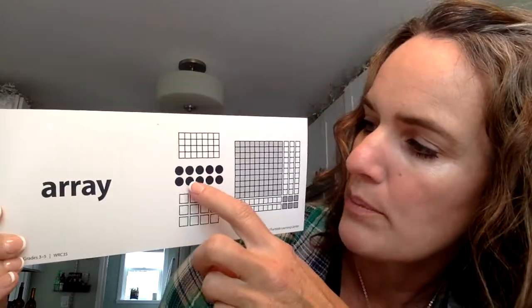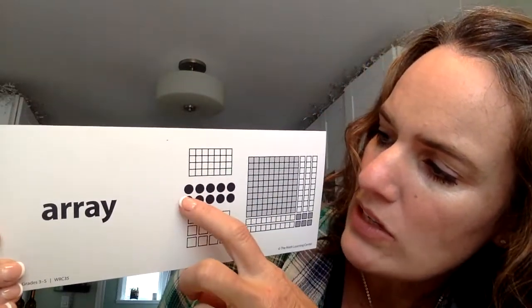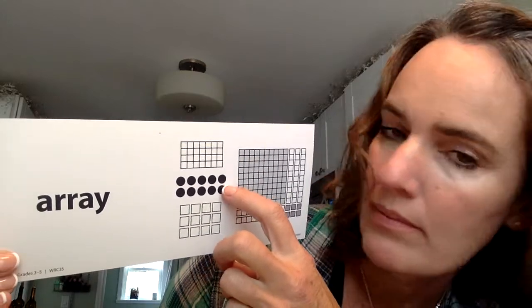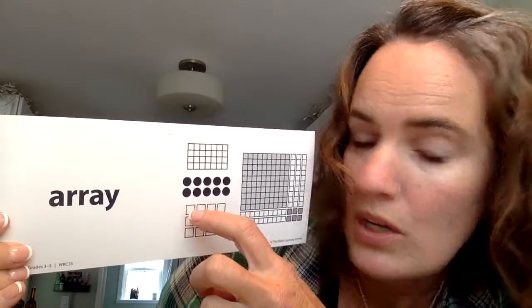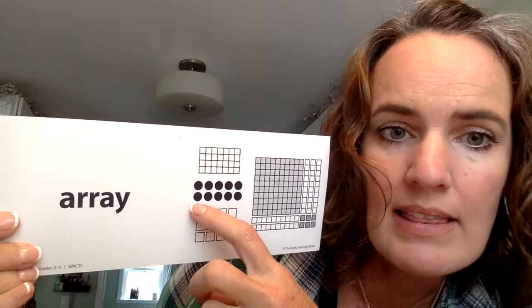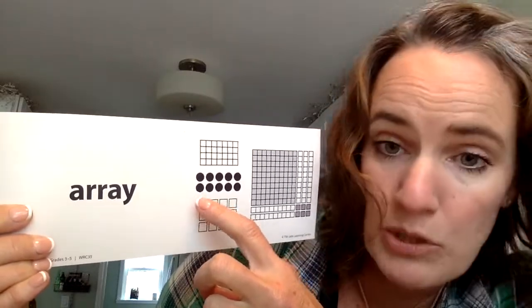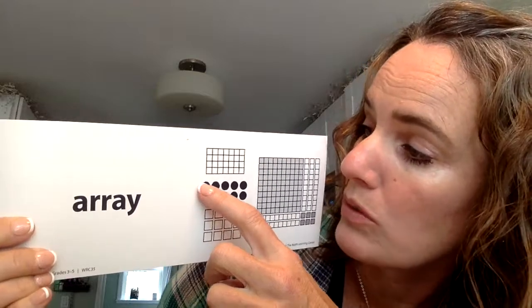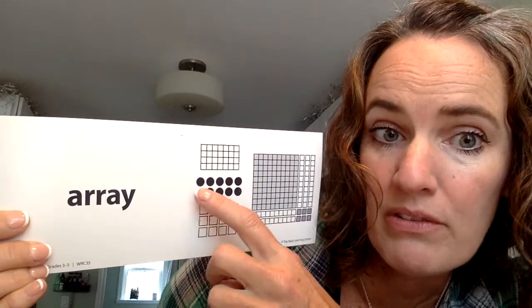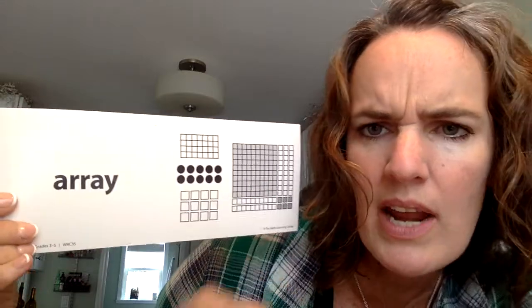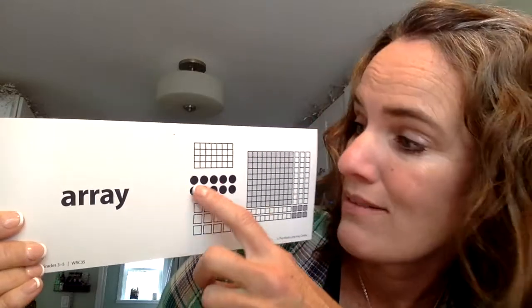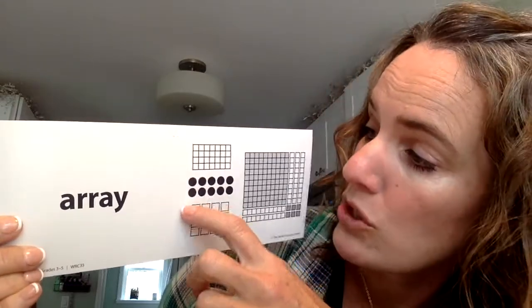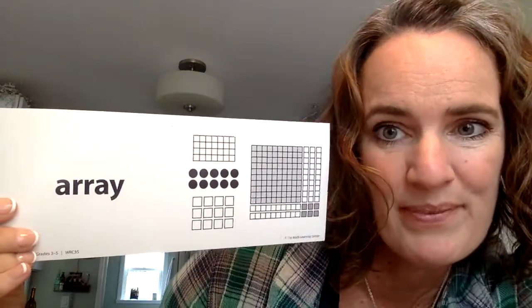Okay, so for example, let's look at this one with dots here. How many dots are in this row? 5. And how many dots are in the column? 2. So we could say that this array as a multiplication equation would be 2 times 5 or 5 times 2. Is there an addition equation that we could say that represents this array? 5 plus 5, or 2 plus 2 plus 2 plus 2 plus 2. It just helps us see our thinking a little bit better.